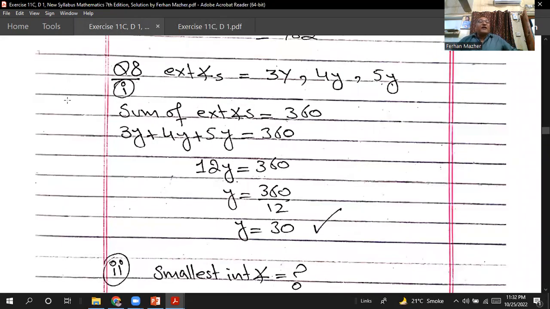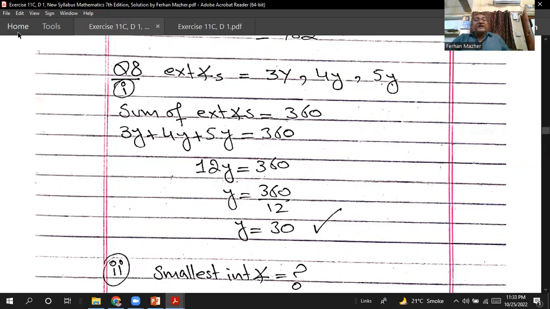So here we go. Question number 8, A part. The sum of the external angles is always 360. So the three external angles are given. So 3y plus 4y plus 5y equals 360. So 12y equals 360. So y will be 360 divided by 12. So y will be 30.